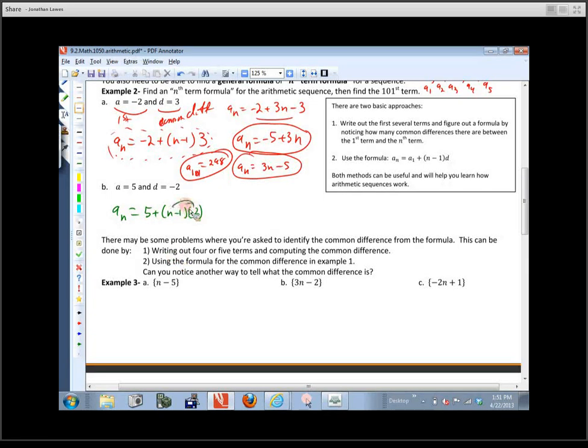So I'm going to distribute through. That's going to be 5 minus 2n plus 2. So that's going to give me a sub n equals negative 2n plus 7. Now, it might not be a bad idea to plug in a 1 and make sure it starts in the right place. If you plug in a 1, do you get a 5? Yeah, so it starts in the right place. We have the correct common difference. We want the 101st term. So that's going to be negative 202 plus 7, so negative 195. Okay, are there any questions?